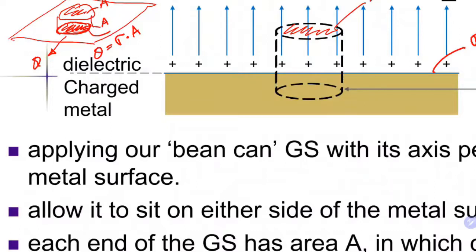So I have a charge density. If I want to work out how much charge is on a particular surface, it will be that surface area times the charge density. In this case, we put a can, so it will be the surface of the can top times the charge density that will give you the amount of charge confined within that particular area.